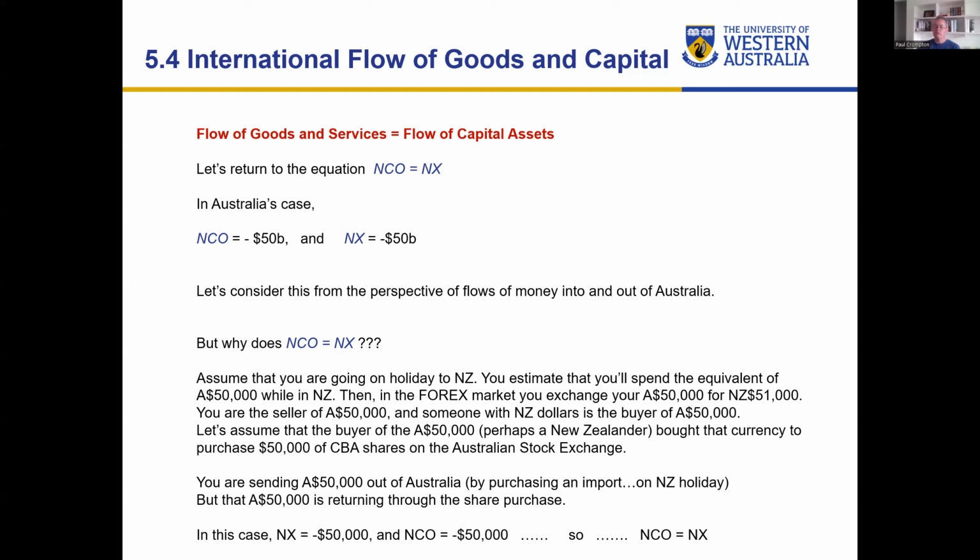Even though you go there to consume it, it's an import because you are an Australian buying a foreign good. Again, that $50,000 is an import into Australia, even though you go there and consume that whole foreign holiday. Doesn't matter where you consume it. So then what you're going to do in the Forex market, the foreign exchange market, which we'll learn more about later, you're going to exchange your 50,000 Australian dollars for $51,000 New Zealand.